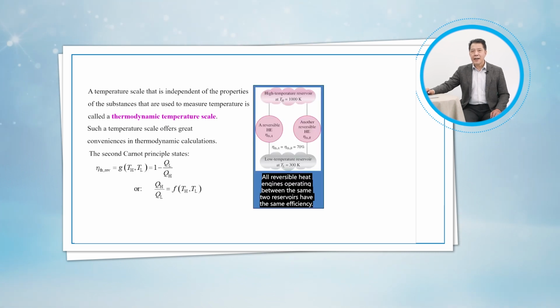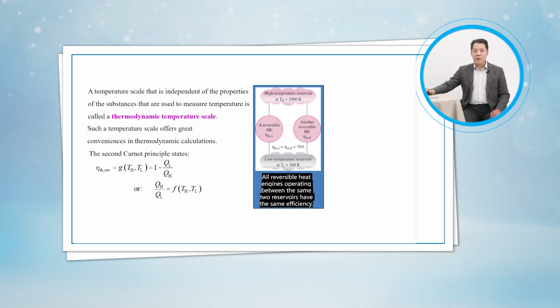The second Carnot principle states that all reversible heat engines have the same thermal efficiency when operating between the same two reservoirs. That is, the efficiency of a reversible engine is independent of the working fluid employed and its properties, the way the cycle is executed, or the type of reversible engine used.